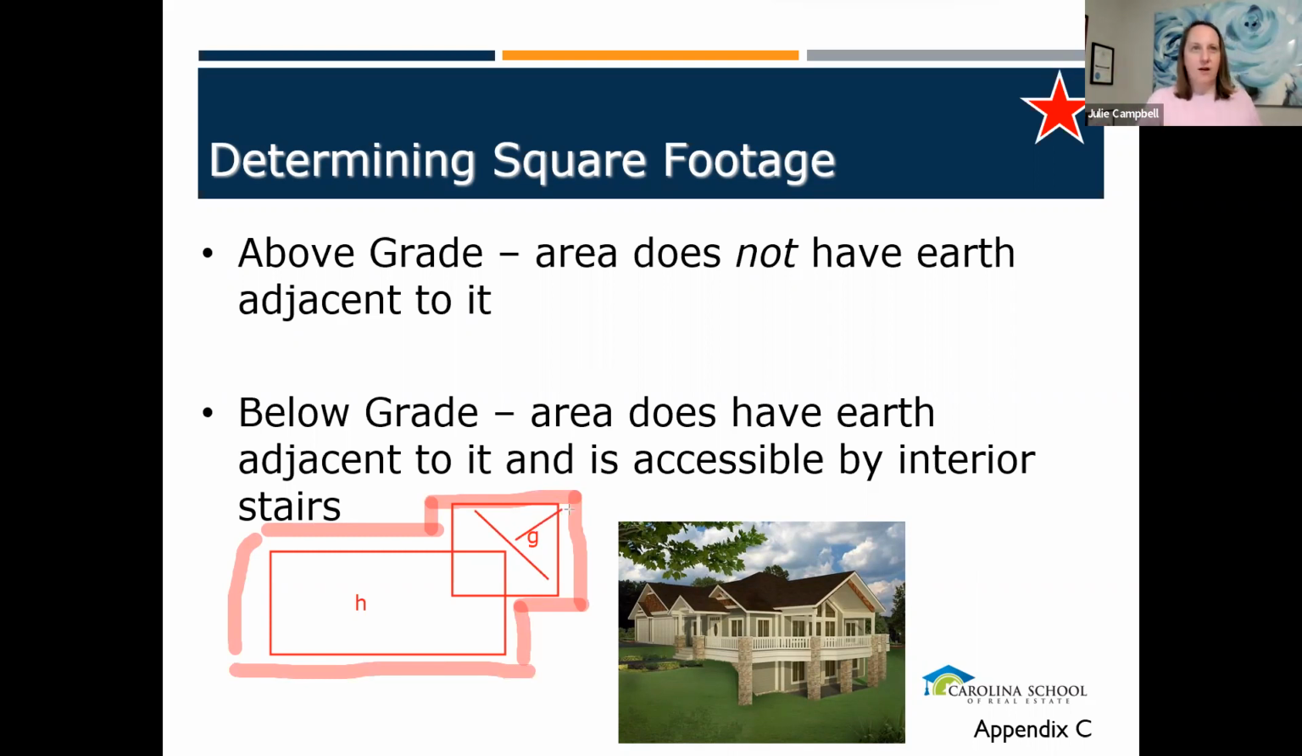deduct what doesn't count. So the garage generally isn't going to count as heated or finished, so we're not going to be able to include the garage. Generally speaking, we start outside and then go in to get the room dimensions and to deduct anything that wouldn't count, like the garage, for example.